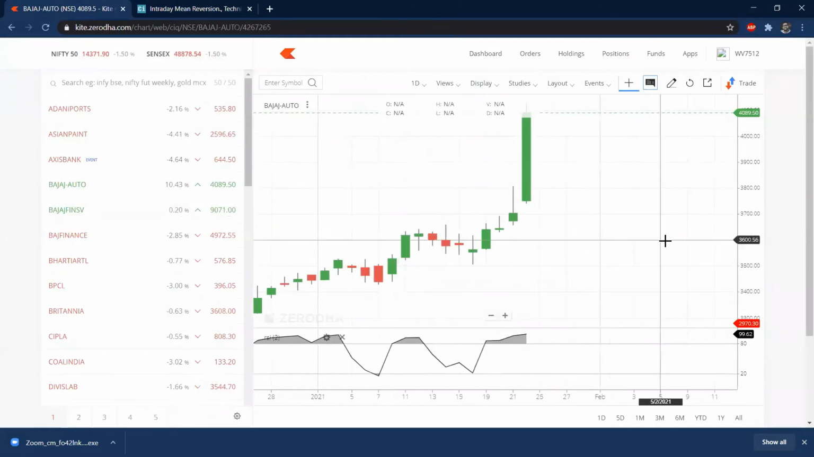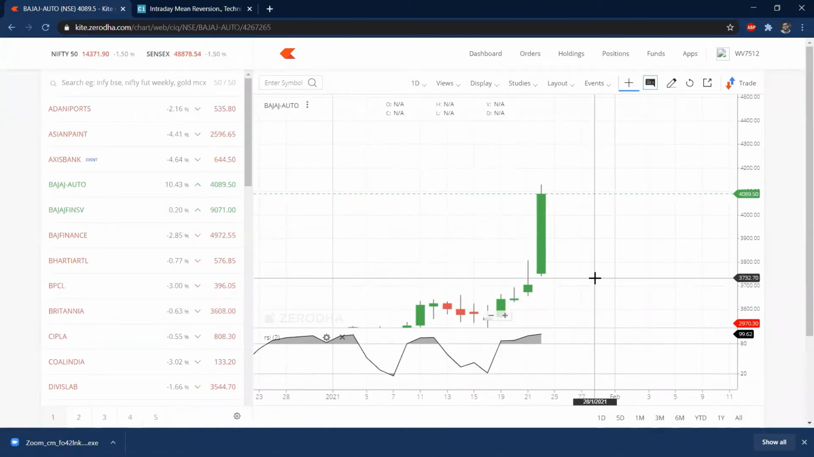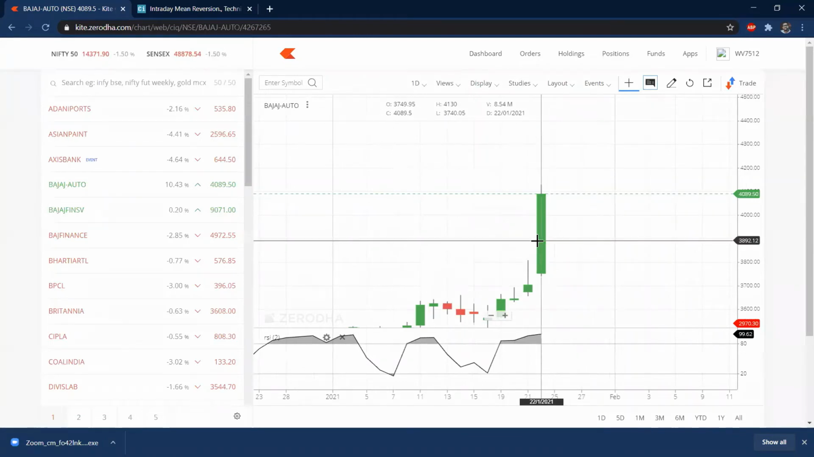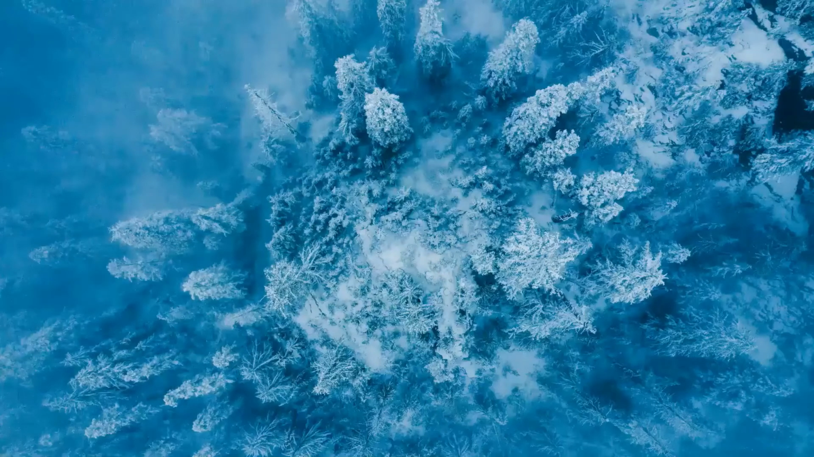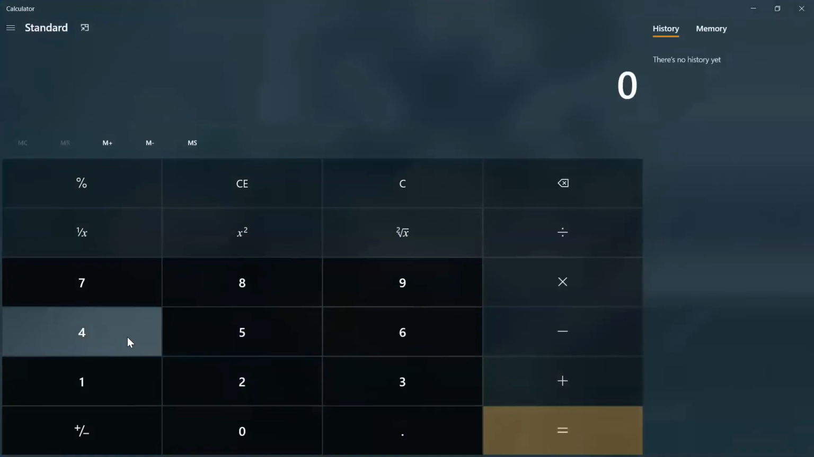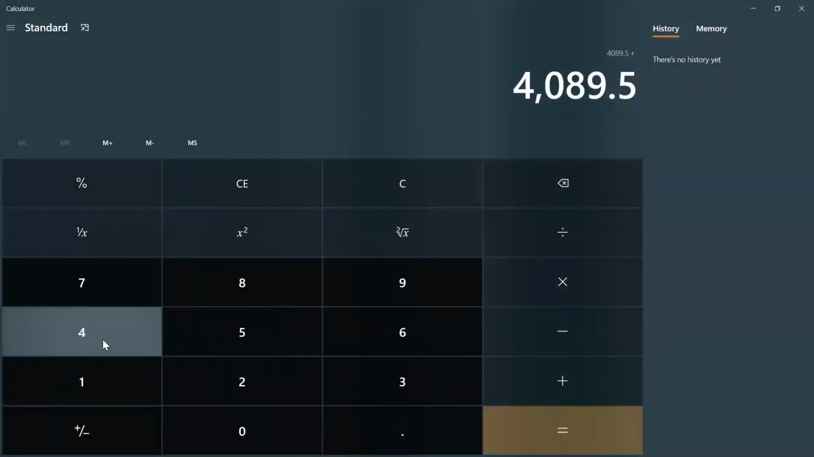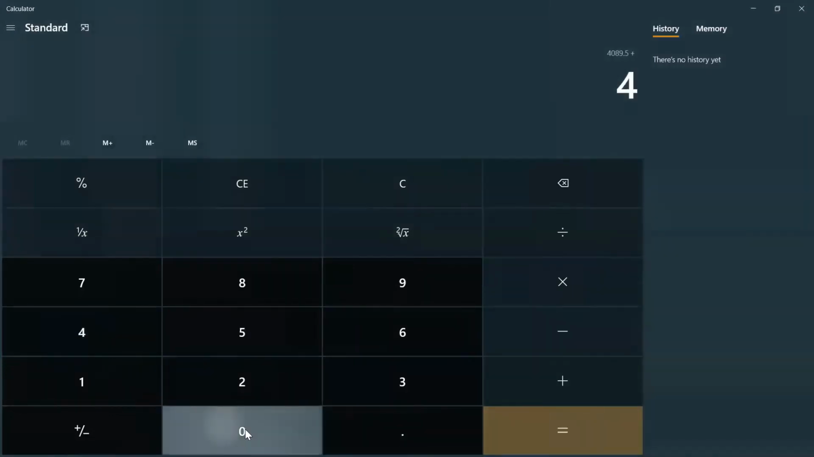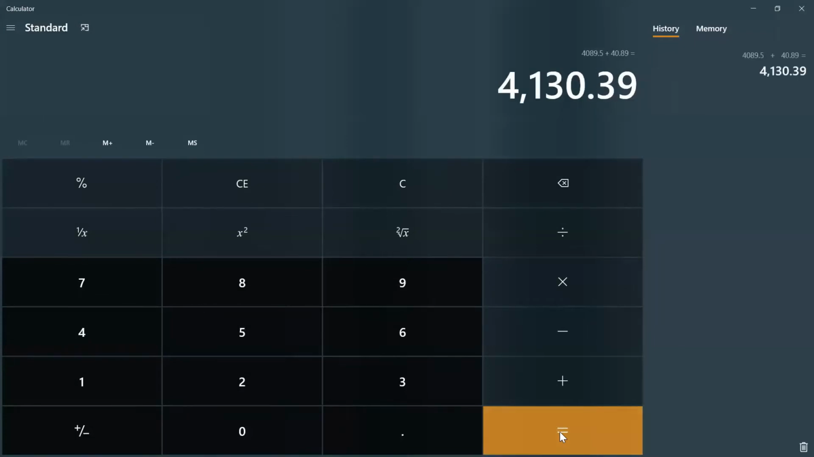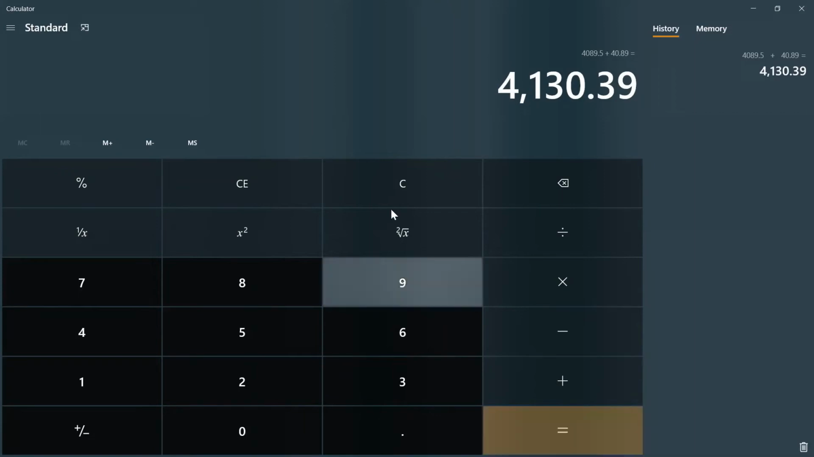I have opened Bajaj Auto Limited. Now the next question: where should I enter, and where should I exit? Here you could see that the highest price is 4130 and the closing price is 4089.5. So you have to take your calculator. 4089.5 is the closing price for Bajaj Auto. I want this stock to appreciate 1% more from the closing price. For that, 1% is 40.89. So I'm getting my entry price here: if Bajaj Auto goes above 4,130 rupees 40 paise, I will short sell this stock. I got the entry point.